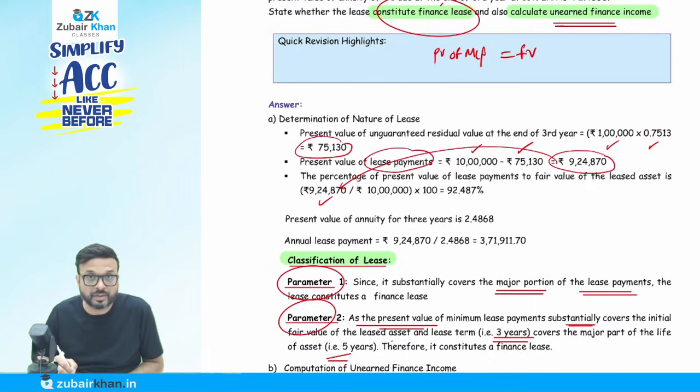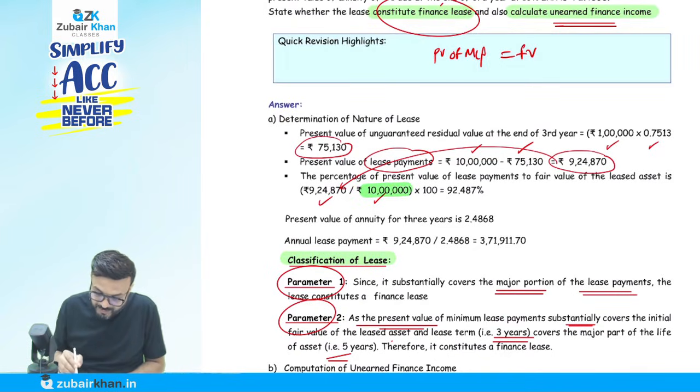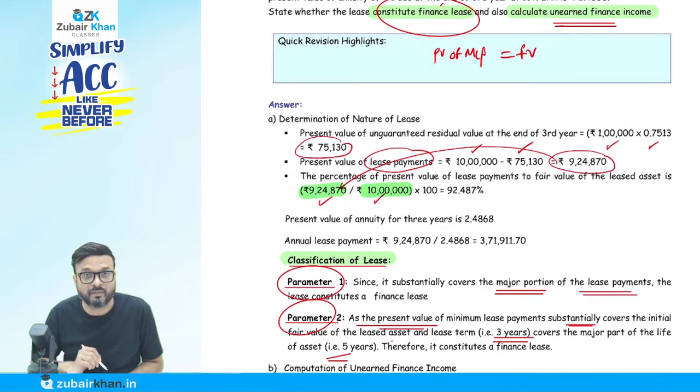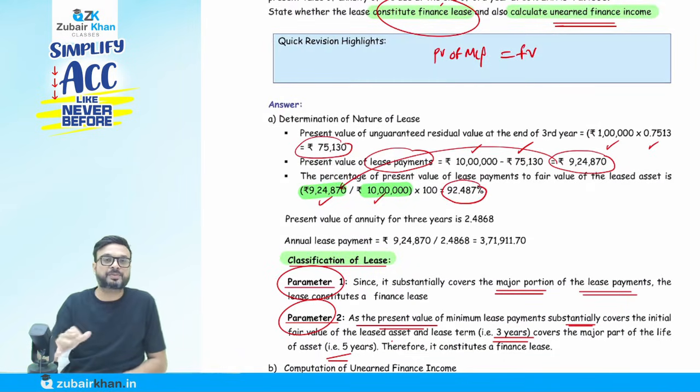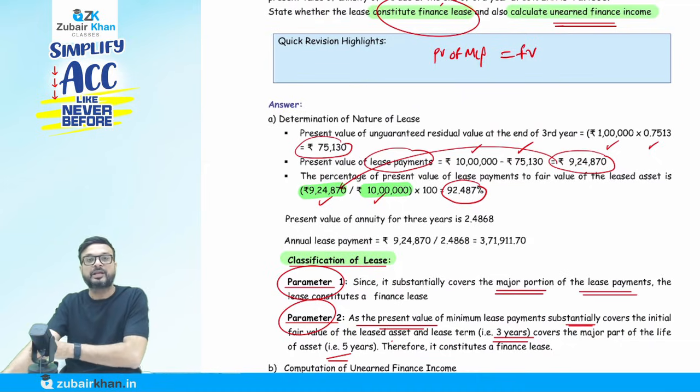If I say how much is the total value of the asset? 10 lakh. So fair value is 10 lakh. The fair value is 10 lakh, which is given in the question, and the present value of the lease payment is 9,24,870. So we can say it is covering 92%, more than 90%, so it is substantially equal to the fair value. So what is going to happen? We will call it a finance lease.